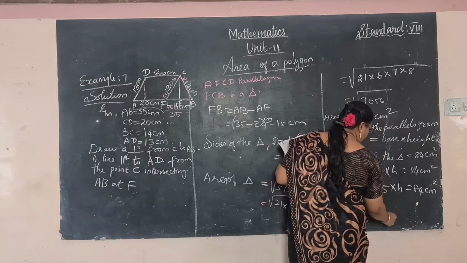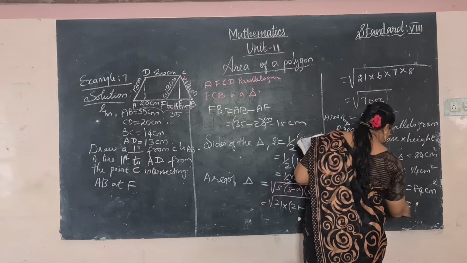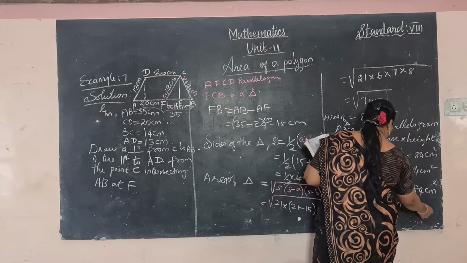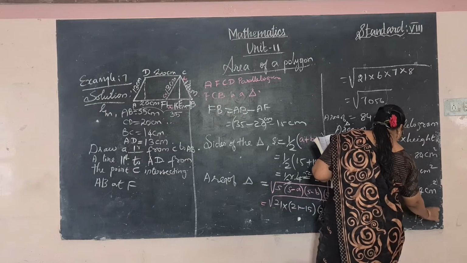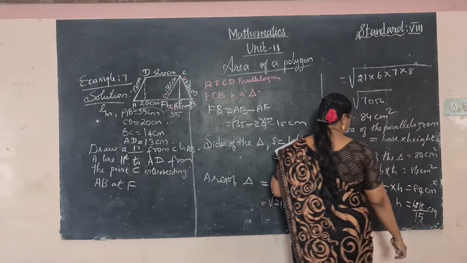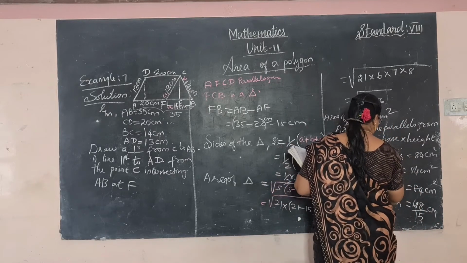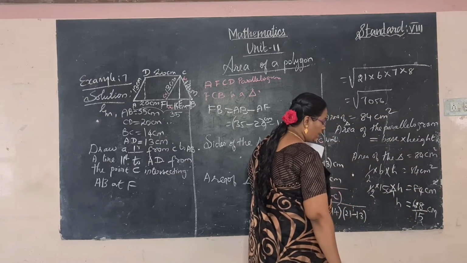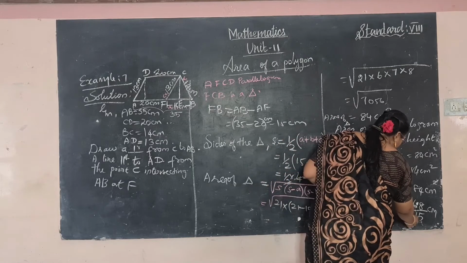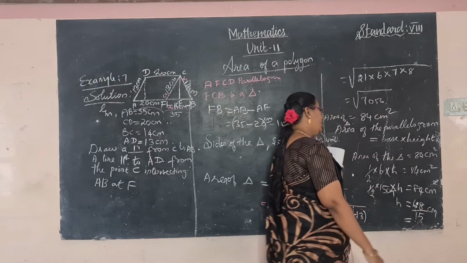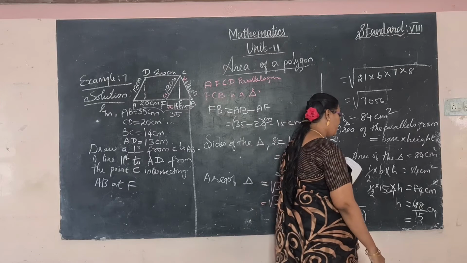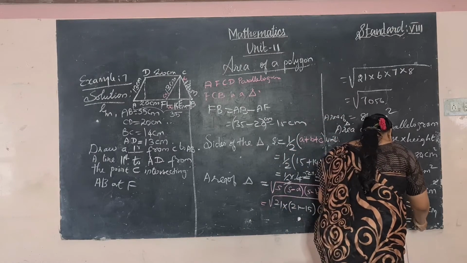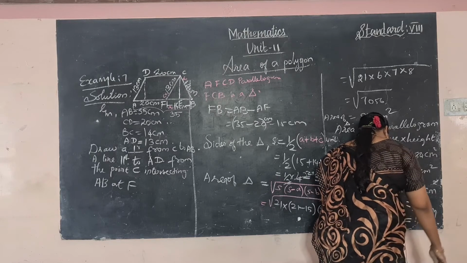Okay, now move to that side. H is equal to 168 by 15 centimeter. Okay, done. Now we cancel. 15 into what? It cancels in which table?